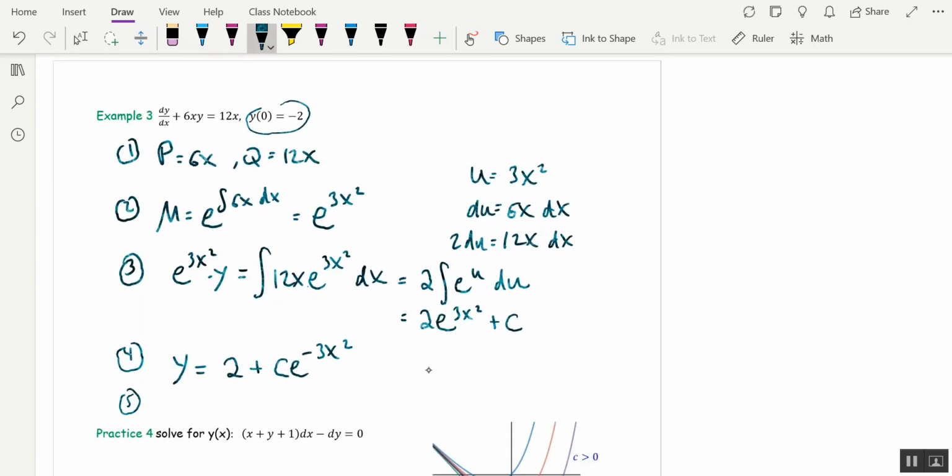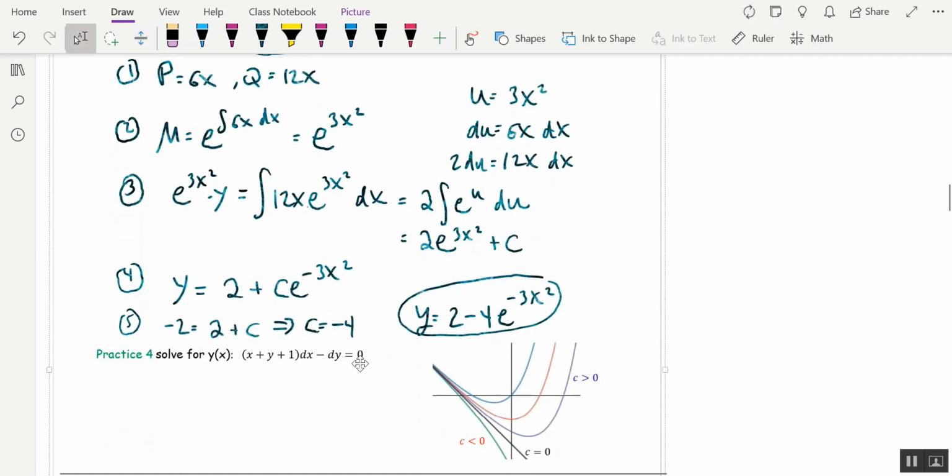Y of 0 is negative 2. So negative 2 is 2 plus c. So c is negative 4. So my final answer is y is 2 minus 4 e to the negative 3x squared. Okay, next one, you try it.